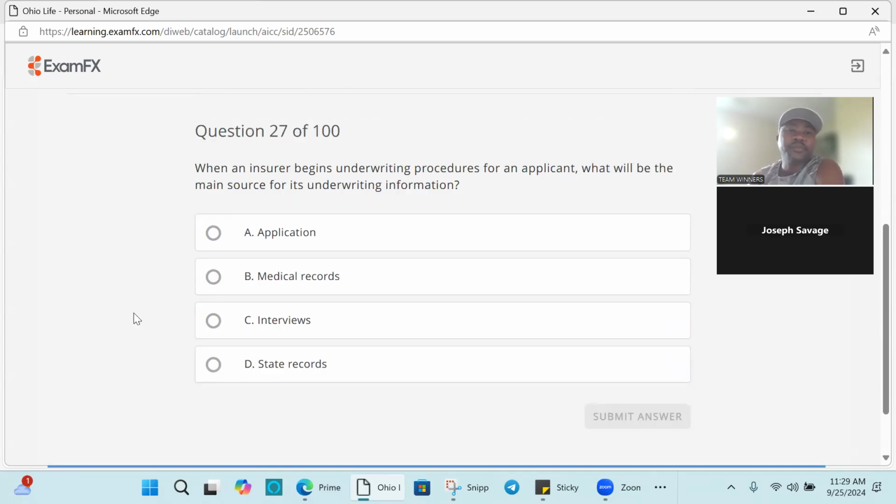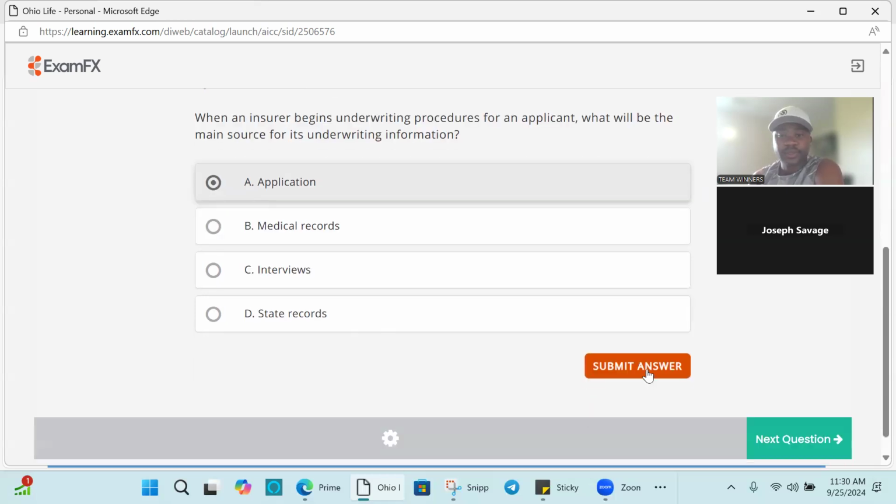When an insurer is underwriting an applicant, what will be the main source of its underwriting information? Its underwriting procedure will come from the application, medical records, interviews, and state records. That's the application that we send in. Yes.